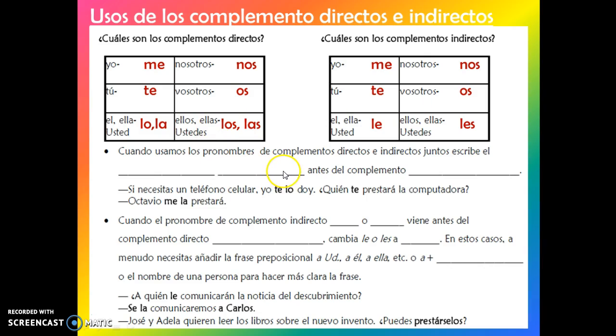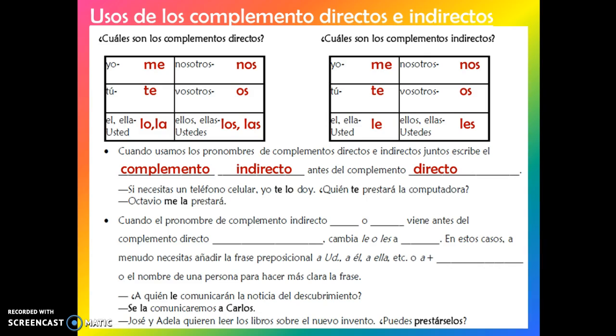Cuando usamos los pronombres de complementos directos e indirectos juntos, that means together, escribe el complemento indirecto antes del complemento directo. What's that saying? It's saying that indirect objects will precede or come before direct objects. To help you remember this, I've told students to think of the word ID as in identification. So I comes first, the indirect object, and then the direct, the ID.